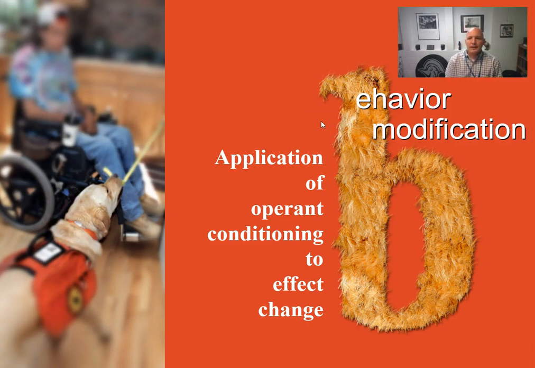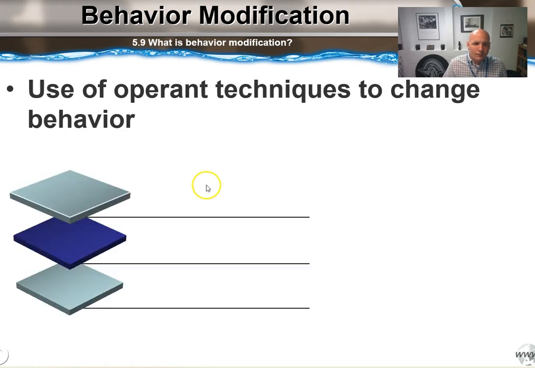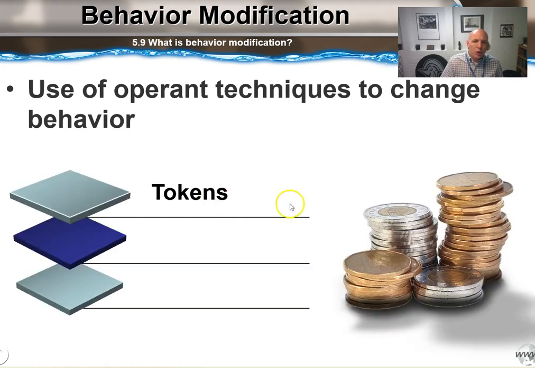So behavior modification is the application of learning principles to change and affect behavior. In our toolkit, we have both classical conditioning and operant conditioning. Both of these can be used for behavior mods. When we use operant techniques to change behavior, we are using a token economy, which is simply reinforcing behavior.